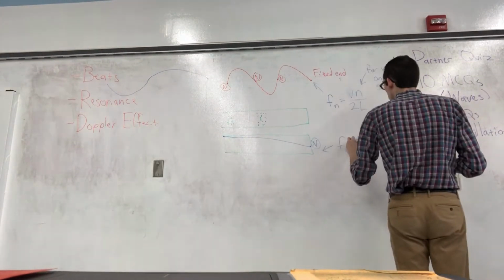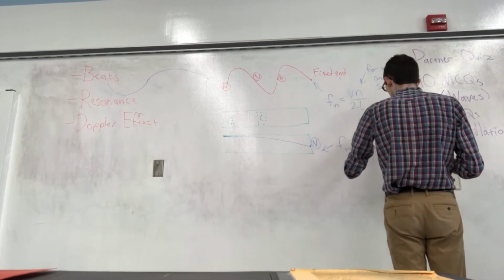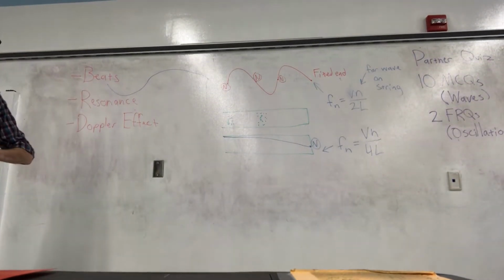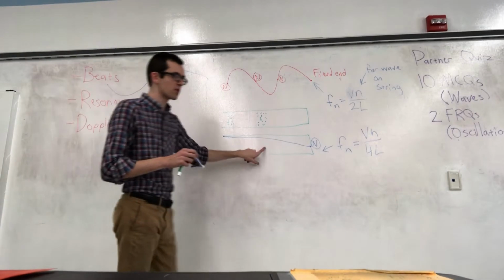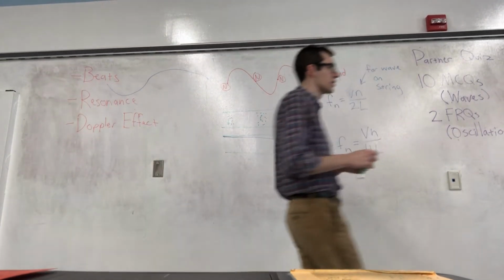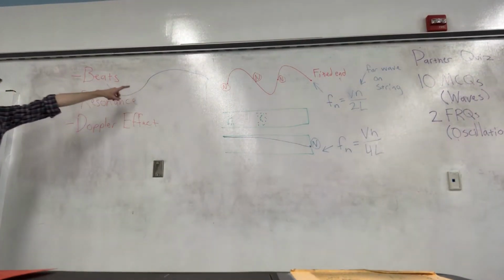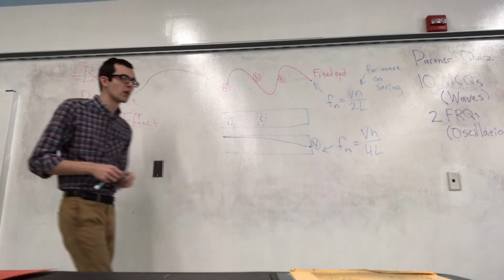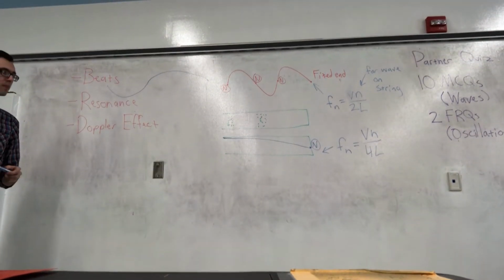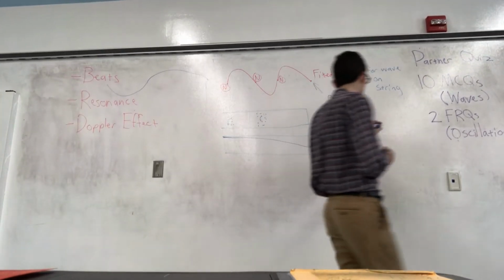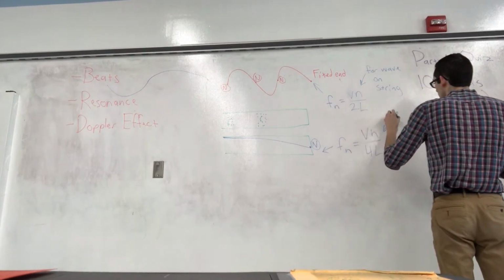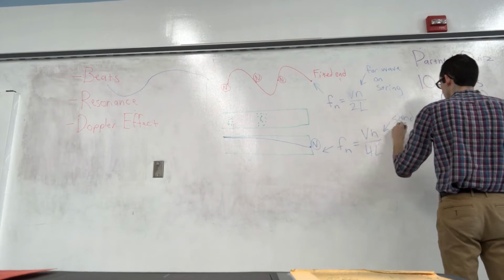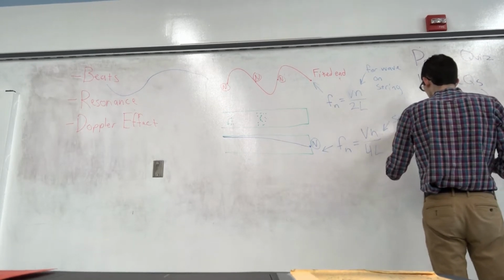So for a standing wave, this equation: Fn equals Vn over 4L. Now we have 4L because, as was pointed out, this is a fourth of a wavelength, not a half of a wavelength. We start at half a wavelength for a standing wave on a string. We start at a fourth of a wavelength for a standing sound wave in a tube. So the equation is slightly different. This is sound in a tube.